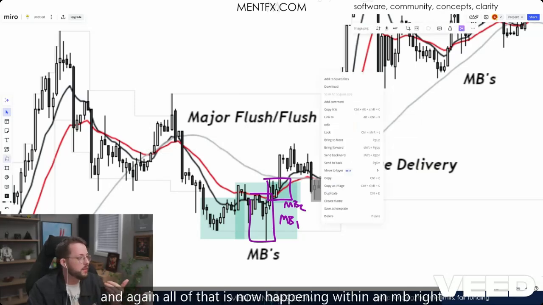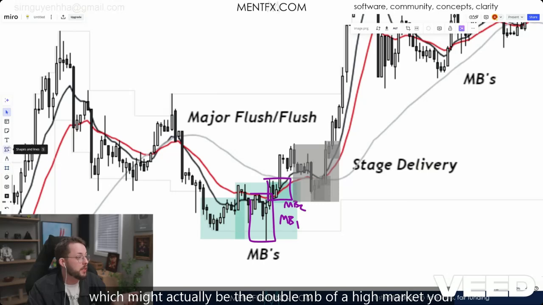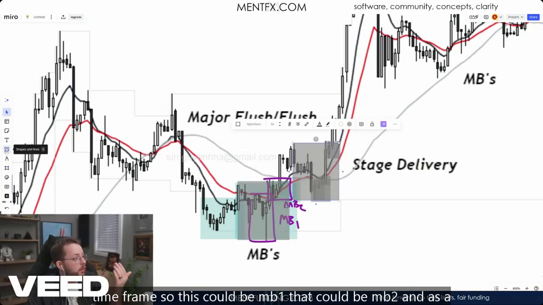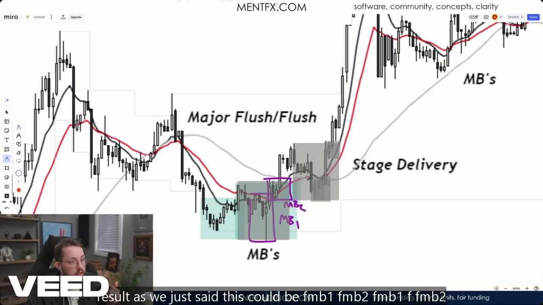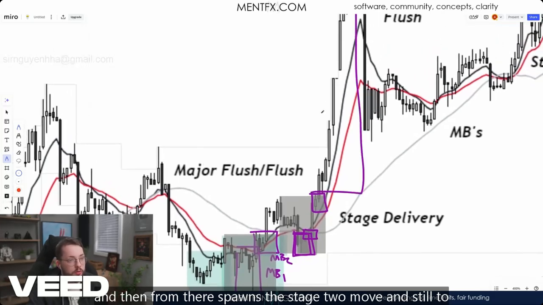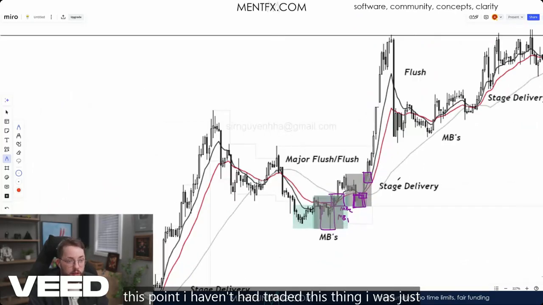And again, all of that is now happening within an MB, right? Which might actually be the double MB of a higher time frame. So this could be MB1, that could be MB2, and as a result, as we just said, this could be FMB1, FMB2, FMB1, FFMB2, and then from there spawns the stage 2 move. And still, to this point, I haven't traded this thing. I was just following it, right?